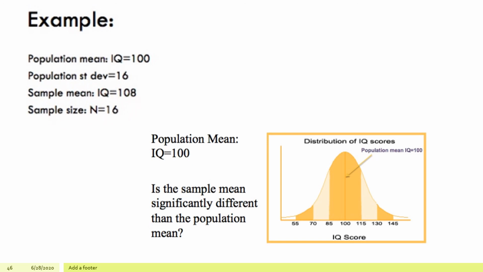Now I have to check, does the sample mean, that is batch 23, significantly differ from the population mean, that is the whole Malaysian mean? So is there any difference? By looking at the values, 100 and 108, you may think there is a difference, but you have to prove that through statistics, whether it is different or not.